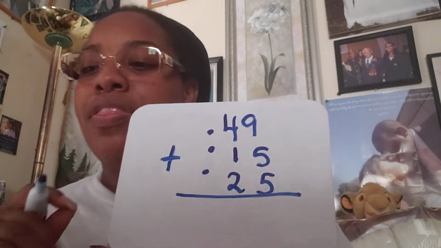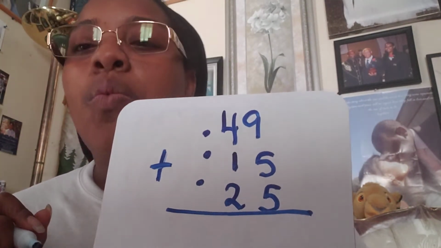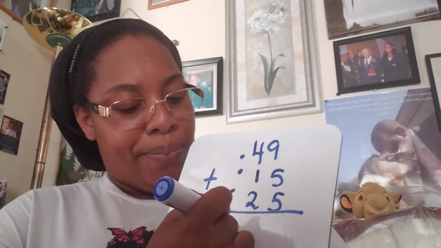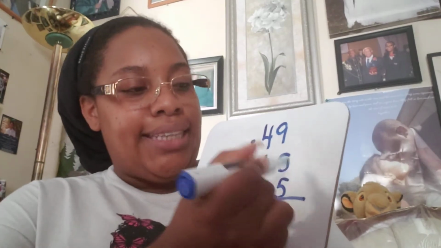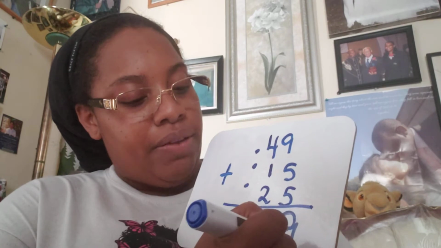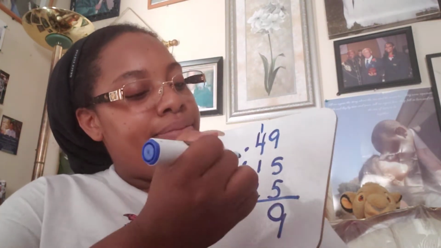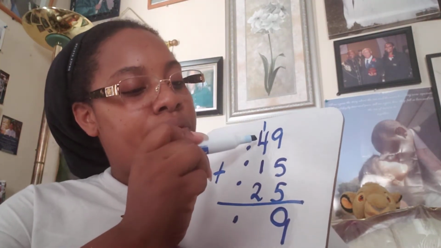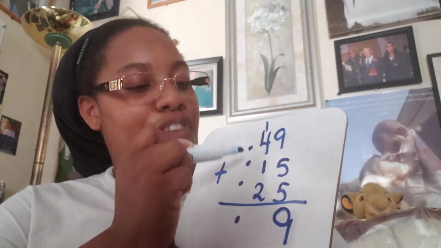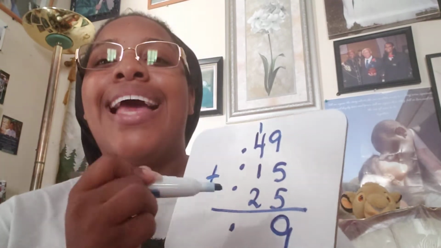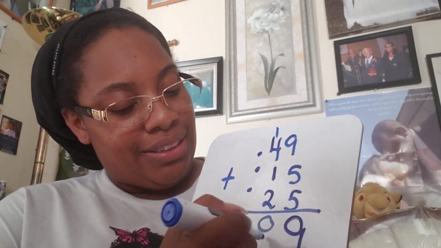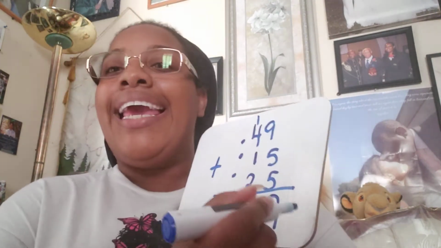Okay, so did you add them up, boys and girls? What did you get? Well, did you remember to bring down your decimal point? Very good. So 5 plus 5 is 10, and 10 plus 9 is 19. Very good. So we put the 9 down, and we carry that 1. Then we have 1 plus 4 is 5. 5 plus 1 is 6. And 6 plus 2 is 8. So Noah spent 89 cents.